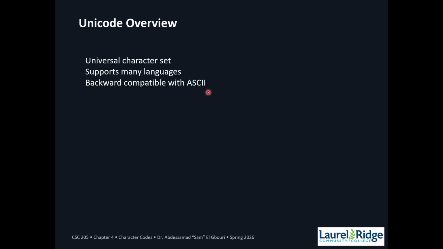So it's backward compatible with ASCII, because Unicode has more letters than ASCII. But if something was represented in ASCII and you want it to be read in Unicode, it will still be read because ASCII is basically included in Unicode. So all the codes that you have in ASCII are already included in Unicode. For example, if you look for the letter A, in ASCII, we know it's 65. In Unicode, it's still going to be 65.